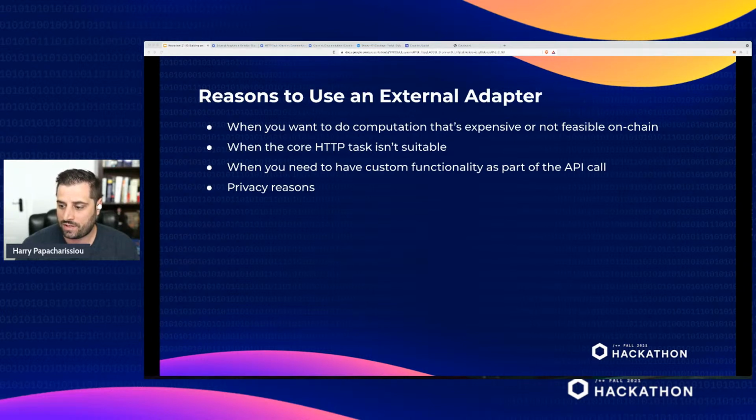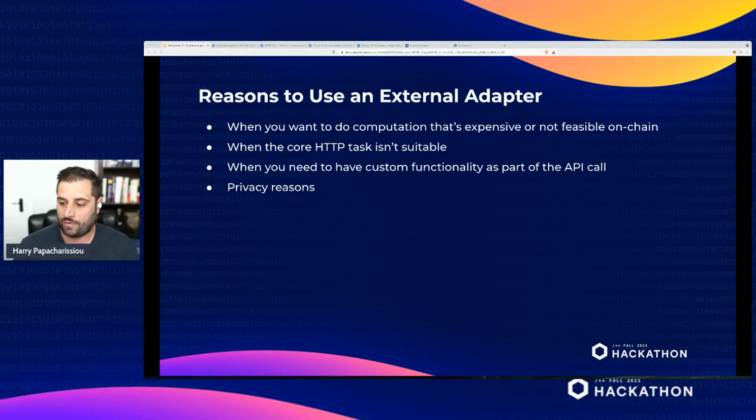Another reason is if the core HTTP task isn't suitable, right? So for example, if you're reading data from a database as part of your job and you need some kind of JDBC library, obviously you can't do that with an HTTP GET or POST. So that's another candidate for using an external adapter. Or when you need to have custom functionality as part of your API call, when you need to do special things every time you want to do this API call, that's another reason to use an external adapter, because you can put that custom logic inside code off chain.